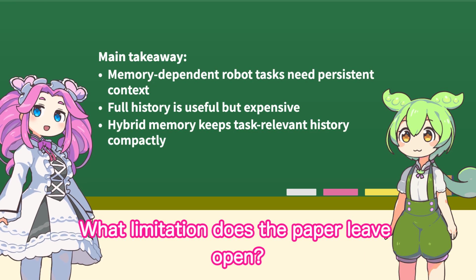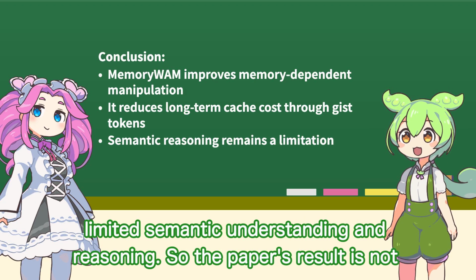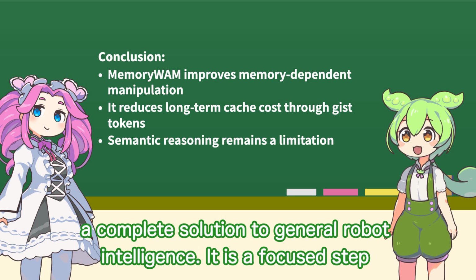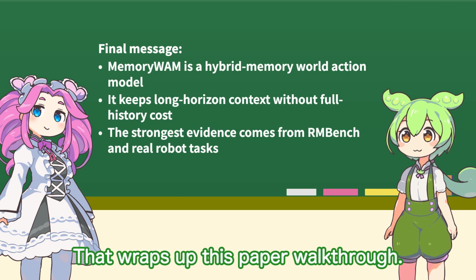What limitation does the paper leave open? MemoryWAM still inherits limits from video diffusion models, especially limited semantic understanding and reasoning. So the paper's result is not a complete solution to general robot intelligence. It is a focused step toward memory-aware manipulation with practical inference cost. That wraps up this paper walkthrough.